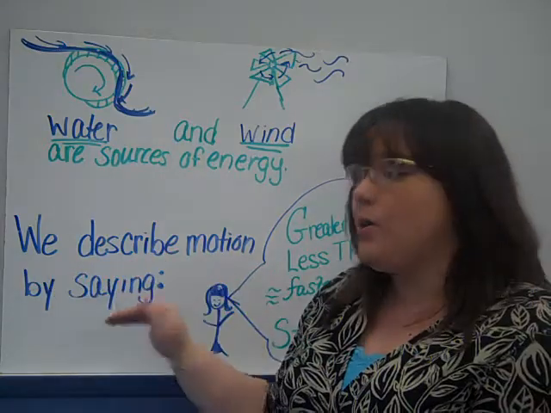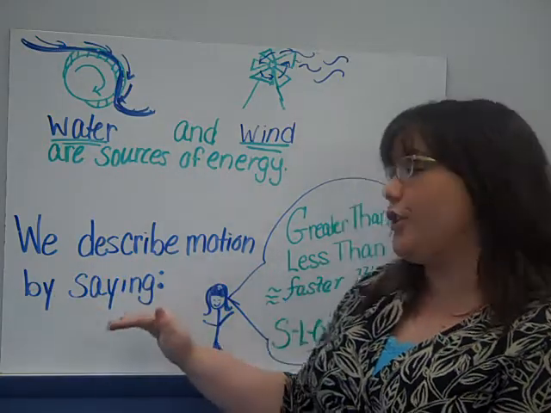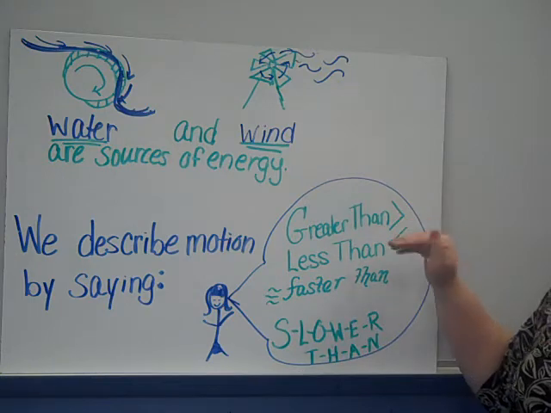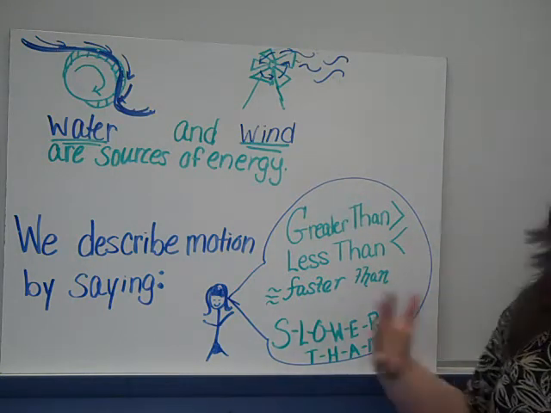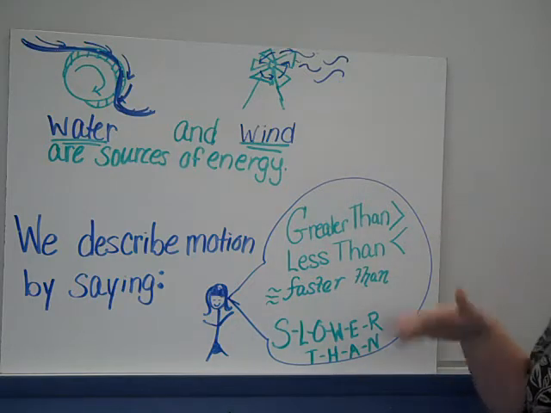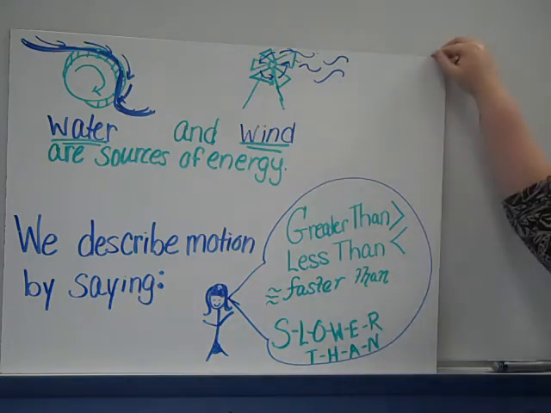When we describe motion, we say these terms: greater than, less than, faster than, slower than. All those things can describe the speed or motion of an object.